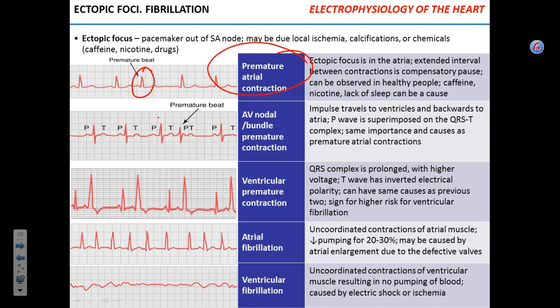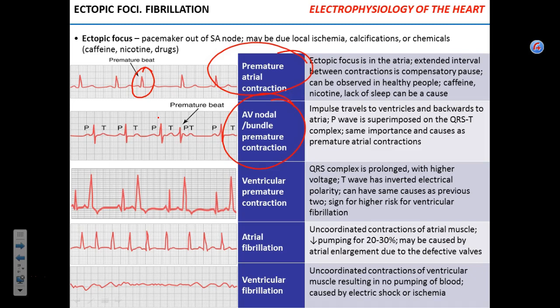It can be stimulated by stimulants. Sorry for my language. Coffee, cigarettes, you know, can do it. AV node, basically the same. Premature beat. The only difference is that, now think about this.